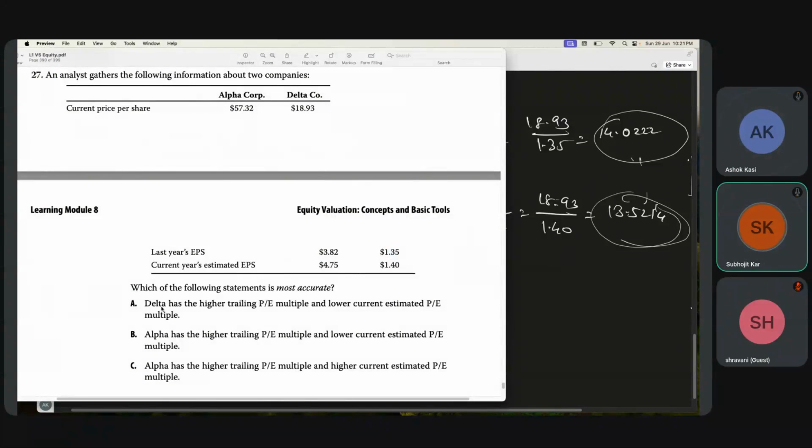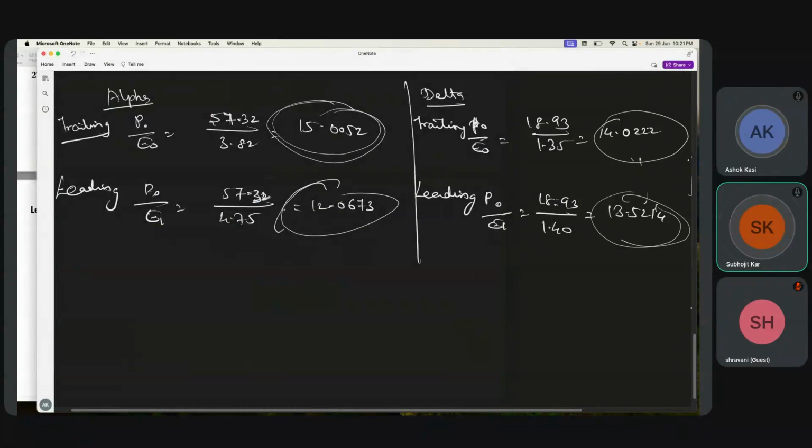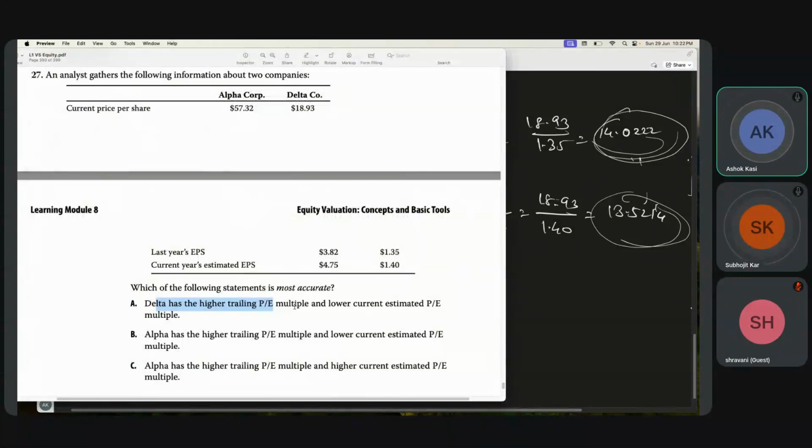So they've said Delta is the higher trailing. So that's wrong, right? It's B. Alpha has higher trailing, so it's wrong. Is it lower the better or the higher? No, it is not like lower or higher. So then it's B, right? They've said Delta, not Alpha.